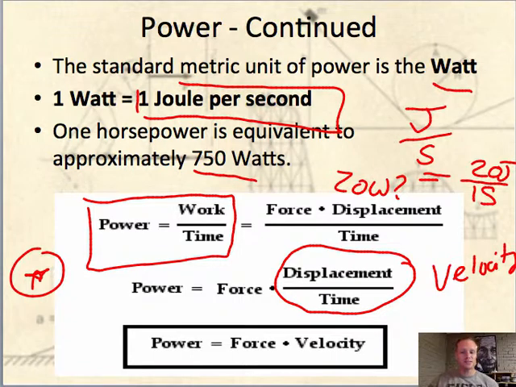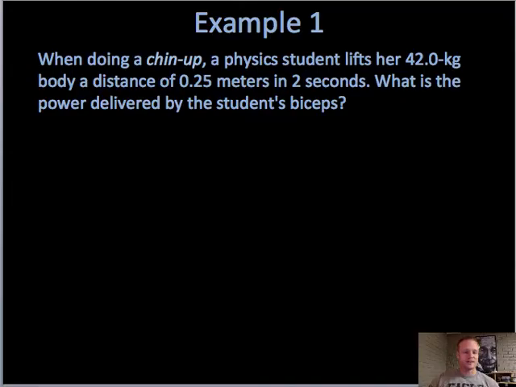Let's do some example problems of calculating power, just to give you an idea of what I might expect of you. It says, when doing chin-ups, a physics student lifts her 42-kilogram body a distance of 0.25 meters in 2 seconds. What is the power delivered by the student's biceps? I'm going to write down what I know.